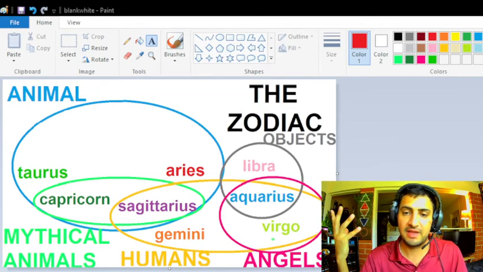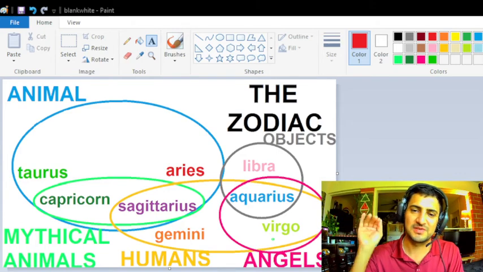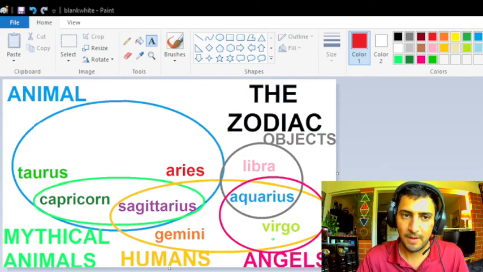Aries also rules the head. A ram butts with its head. Aries rules the head because it goes head first into things like a ram. Boom, done.